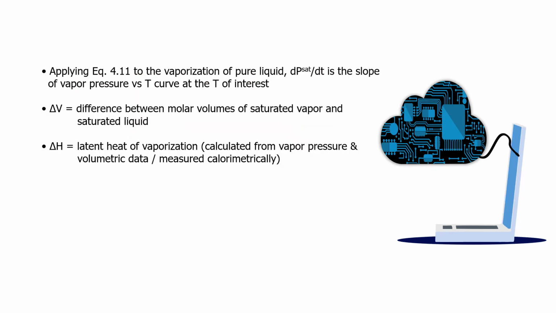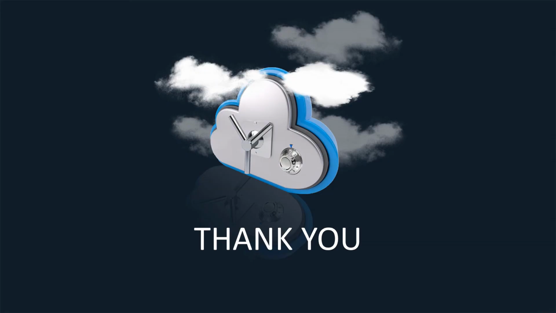Okay. So this lah, the delta V adalah difference between molar volume of saturated vapor and saturated liquid. Delta H pula adalah latent heat of vaporization, di mana kita kira dengan ambil kira pressure dan juga sometimes is calorimetric dan juga volumetric data. Okay, kita can get it from the property table. Okay, that's all for this part.